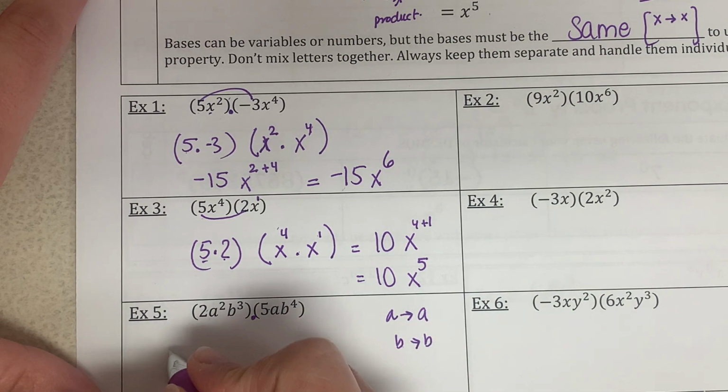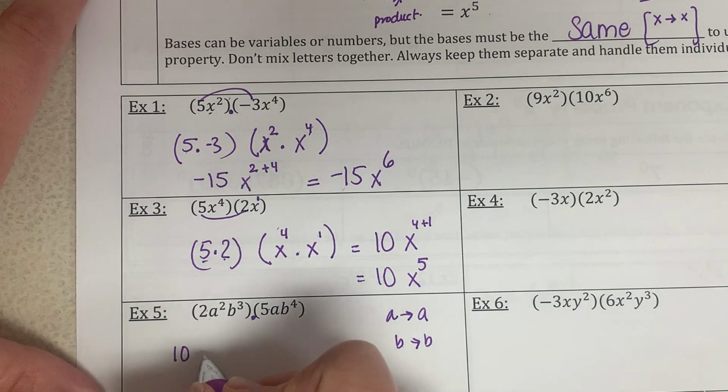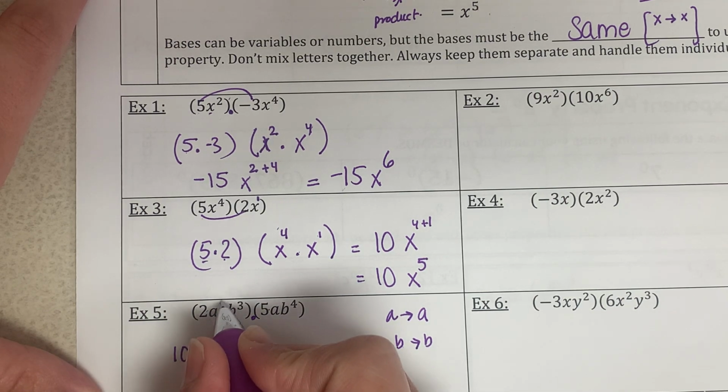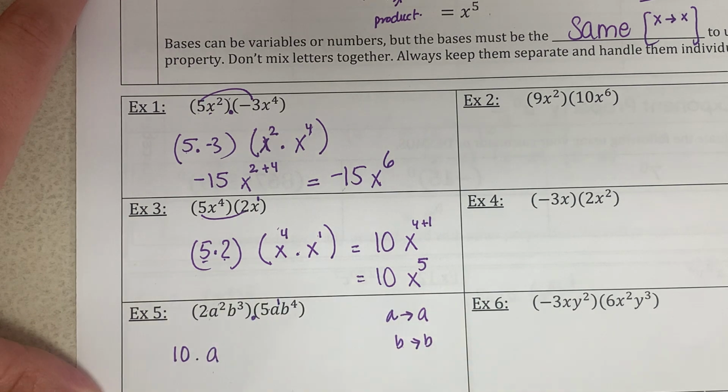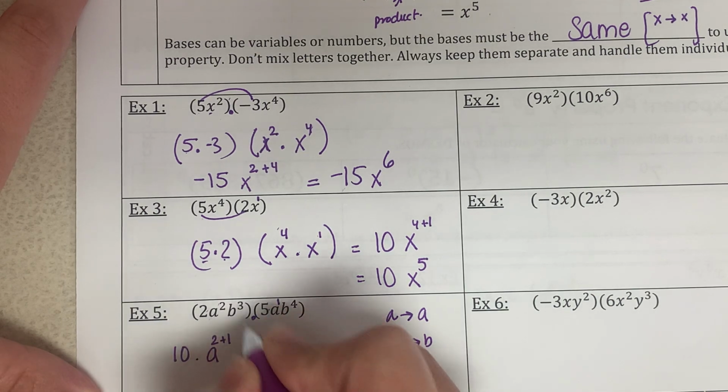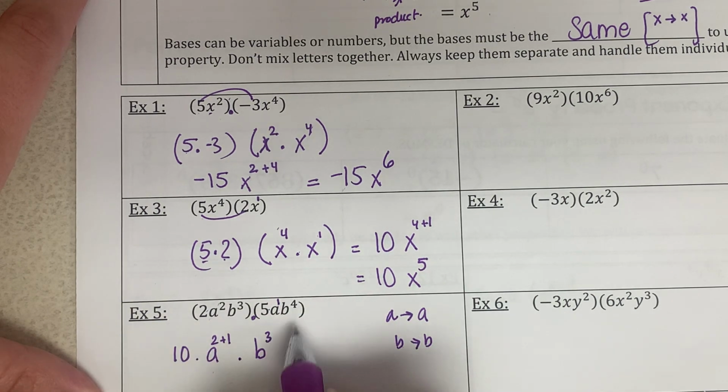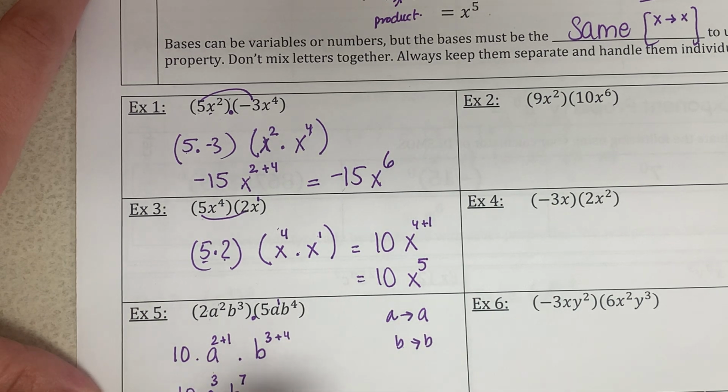2 times 5 is 10. And then I'm going to have the a put together. 2. And then put the invisible 1. 2 plus 1. Keep them separate. Use your space. B is 3. And then plus 4. So final answer 10, a cubed, b 7.